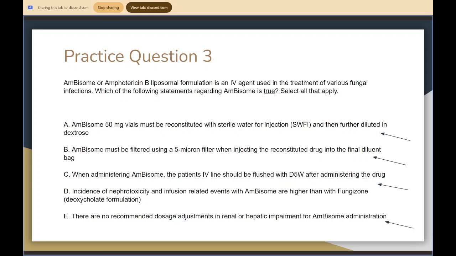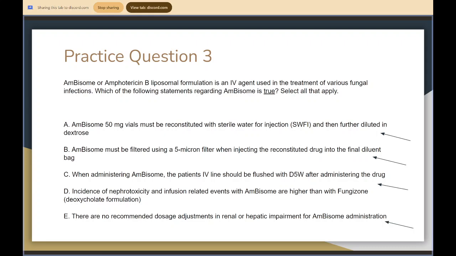So good on that. Choice C is also true as written. The IV line should always be flushed after administration of Ambisome. D is incorrect. I'm glad no one chose it. Ambisome has a lower rate of nephrotoxicity and infusion-related events when compared to fungizome or fungizole.